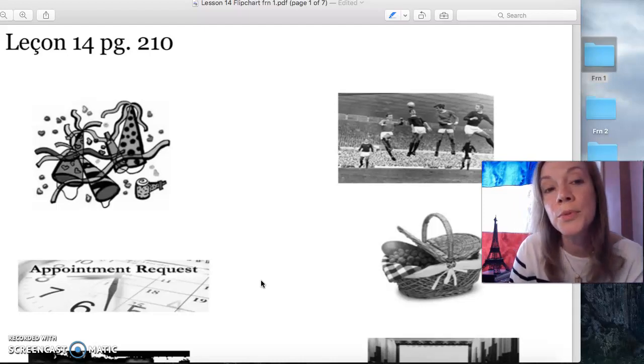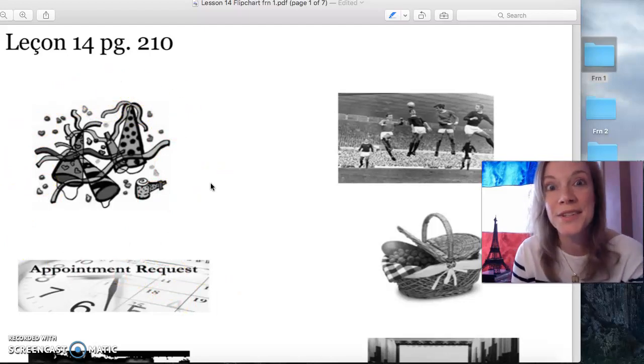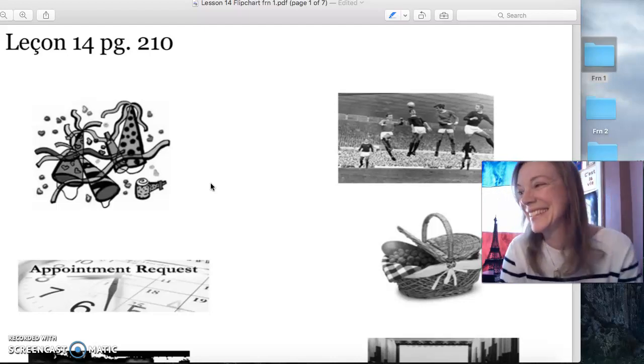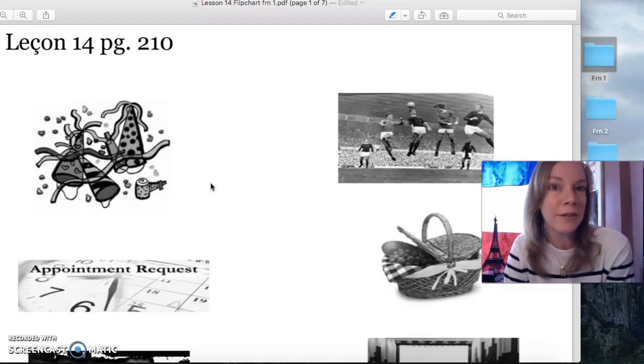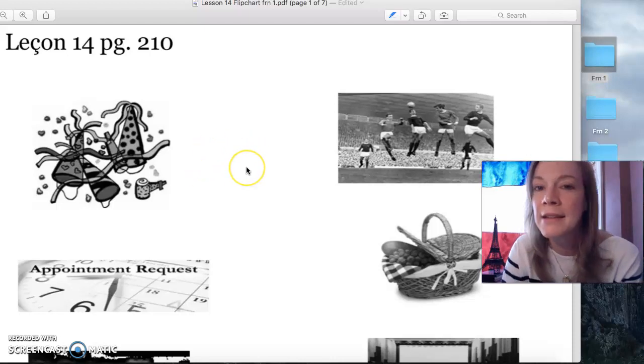You also have une boum. I think we've learned that one before. It's a party because the music's always going boom, boom, boom, boom, une boum, right? Une fête is another word for a party, like a festival. Une soirée is sort of a fancier party that takes place in the evening.